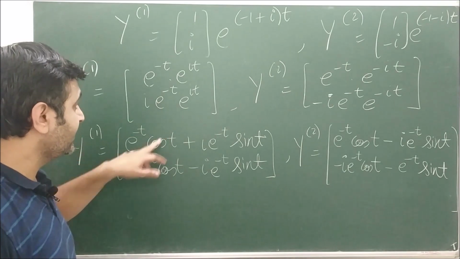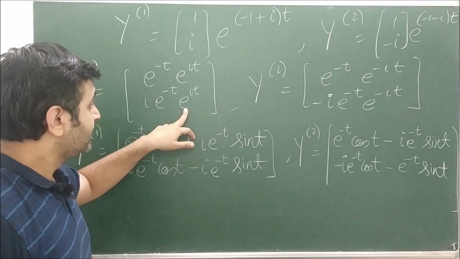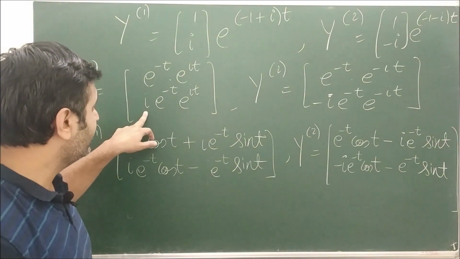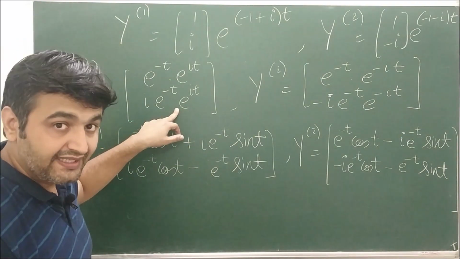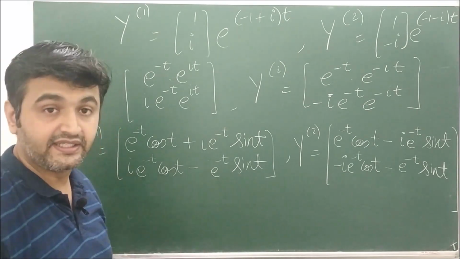E raised to minus t, what is e raised to it? Cos t plus i sin t. But you already have i over here, so i into i will become i square, and therefore you have minus 1 over here. So minus e raised to minus t into sin t.